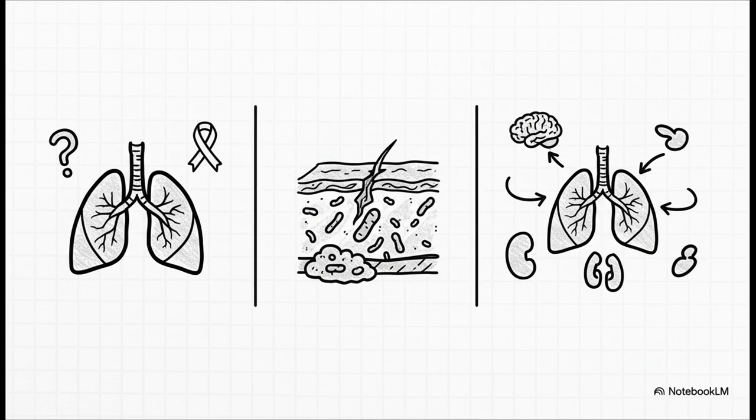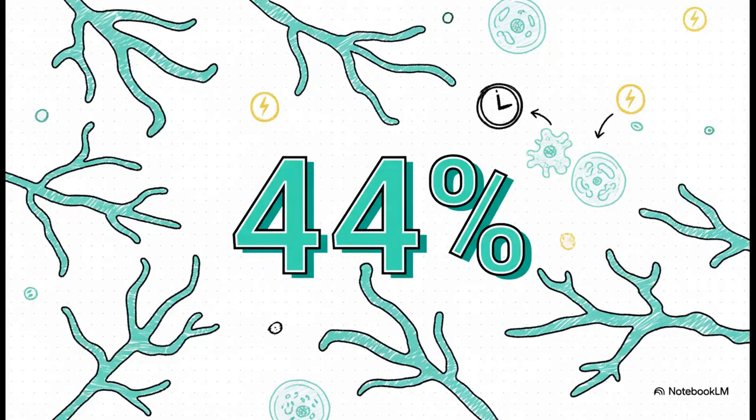But the one we all fear is disseminated nocardiosis. That's when it escapes the lungs, gets into the bloodstream, and can go just about anywhere. 44%. Just let that number sink in for a second. In almost half of all cases of disseminated disease, Nocardia makes a beeline for the central nervous system. This thing has a terrifying and often totally silent attraction to the brain.